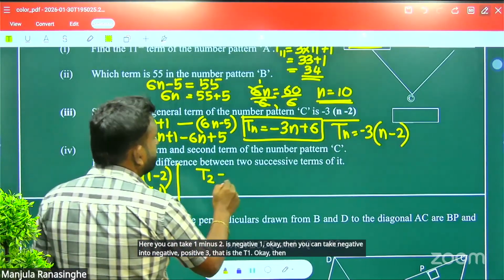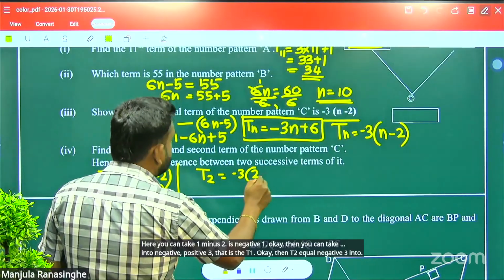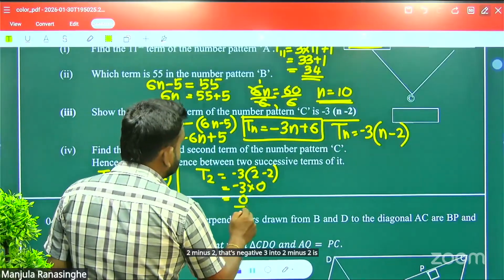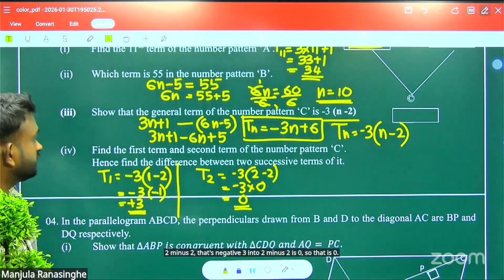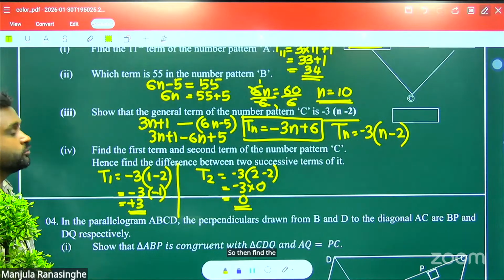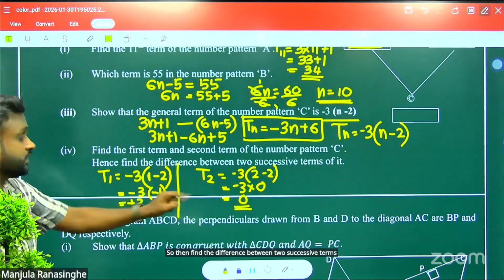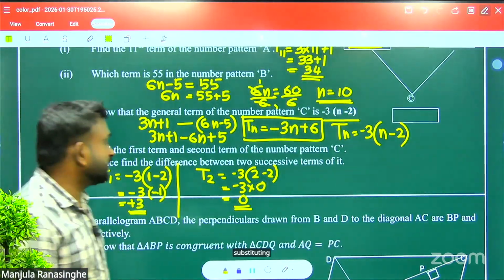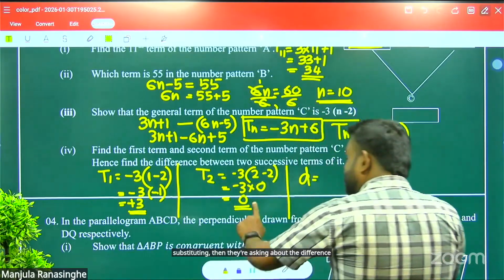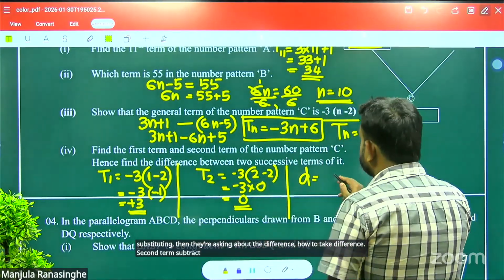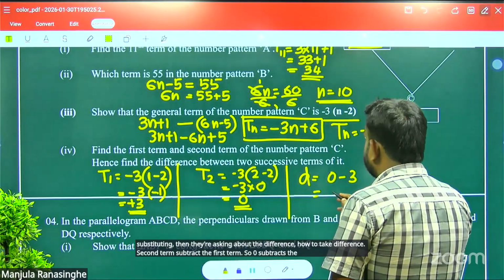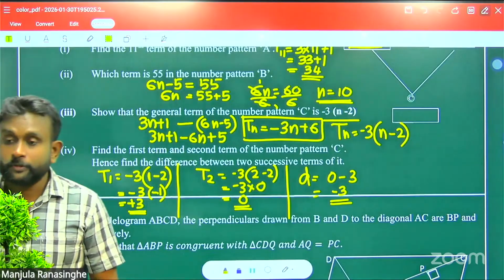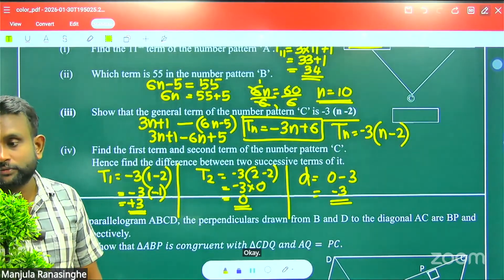Then T2 equals negative 3 into 2 minus 2. That's negative 3 into 2 minus 2, which is 0. So that is 0. Then find the difference between two successive terms. The first term and second term we found by substituting into the general term. Then they're asking about the difference. How to take the difference? Second term subtract the first term. So 0 subtract 3 is negative 3.